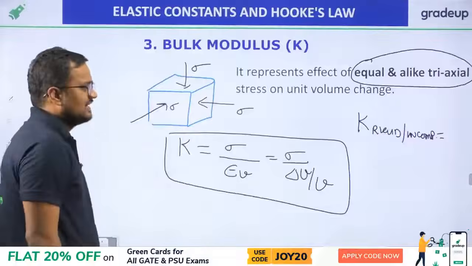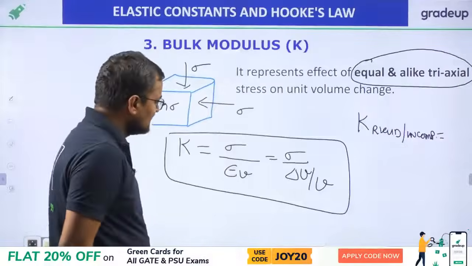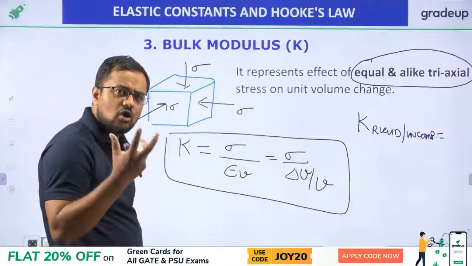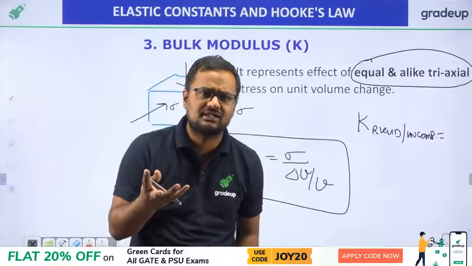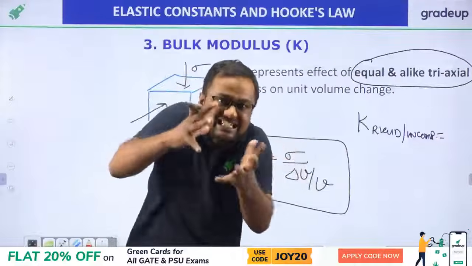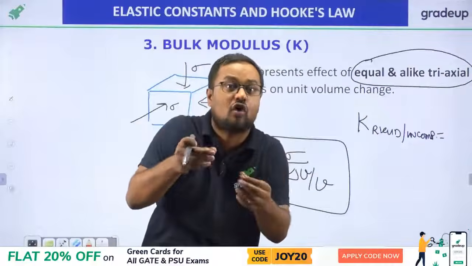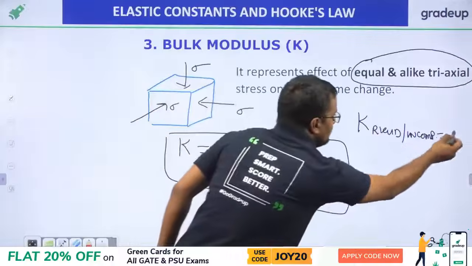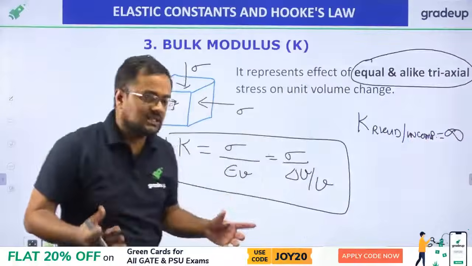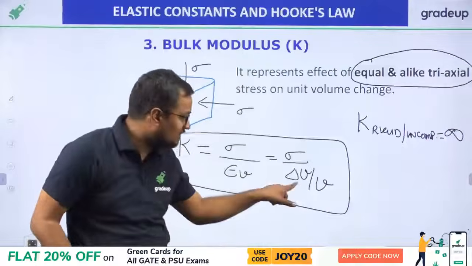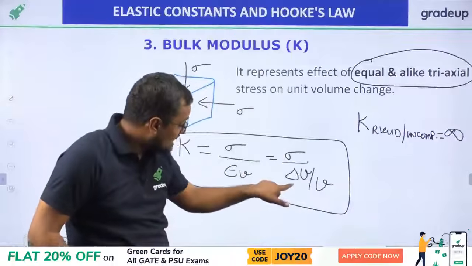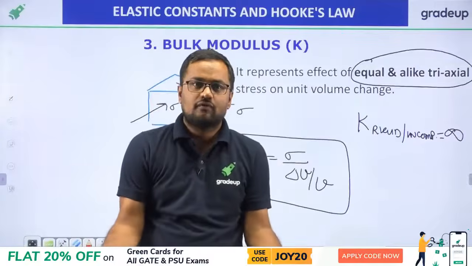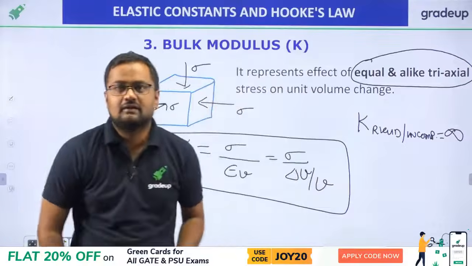See, my friends, for a rigid or incompressible body, volume changes how much? 0. That is why it is called rigid. Volume can't be changed. Incompressible means it can't be compressed. Delta V is 0. So if delta V is 0, then K for that material will be infinite. Incompressible means change in volume will be 0, so the denominator will be 0, then K will be infinite. Obvious, yaar. So for an incompressible body, this will be infinite.